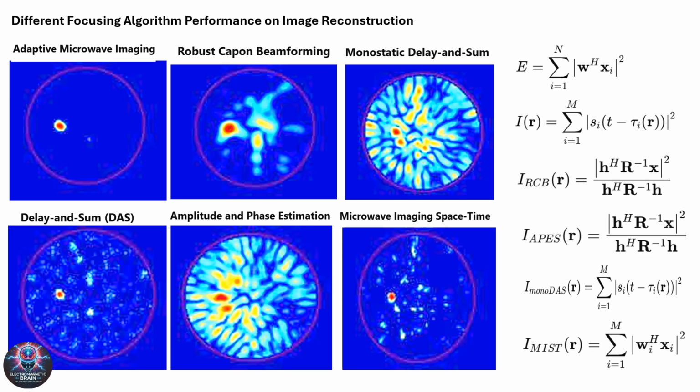In summary, MAMI and RCB stand out for their high-resolution images and excellent noise suppression, making them the preferred choices for microwave imaging. On the other hand, the simpler DAS methods, despite their computational ease, struggle with interference and poor resolution. APES offers competitive resolution but remains sensitive to noise, while MIST shows its limitations with low clarity and higher interference. Each method presents trade-offs, but overall, MAMI provides the best results in target detection.